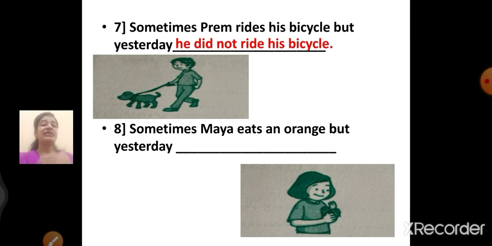Sometimes Maya eats an orange, but yesterday, now she is eating something else. Now it's about yesterday, so she was eating something else. So sometimes Maya eats an orange, but yesterday she did not eat an orange.